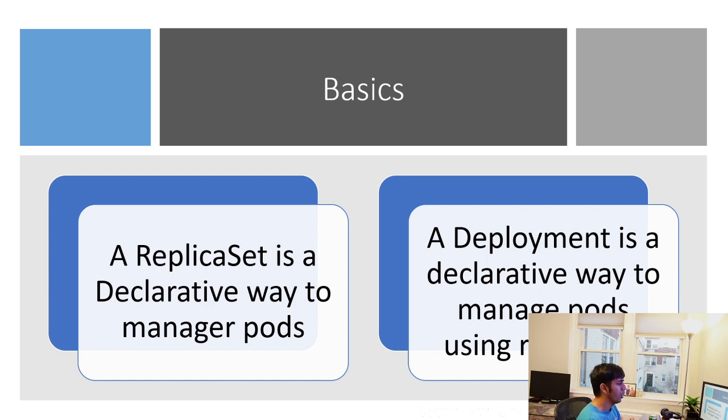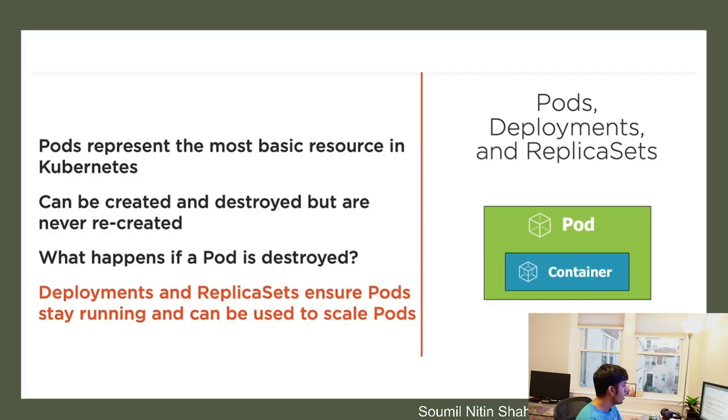And now, what is a deployment? A deployment is a declarative way to manage pods using the replica set. Okay, I know it's a little tricky, so let's understand it a little bit. Here on the right-hand side there's an image which shows a pod, and you have a container inside that pod. So a pod represents the most basic resource in Kubernetes, right? As I said, it's one of the most basic resources in Kubernetes.